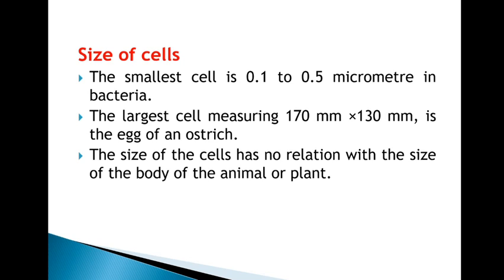And then size of the cell. The smallest cell is 0.1 to 0.5 micrometer in bacteria. And coming to the largest cell, measuring 170 mm by 130 mm, is the egg of an ostrich. So the smallest cell is in bacteria, and the largest cell is the egg of an ostrich. The size of the cell has no relation with the size of the body of the animal or plant.